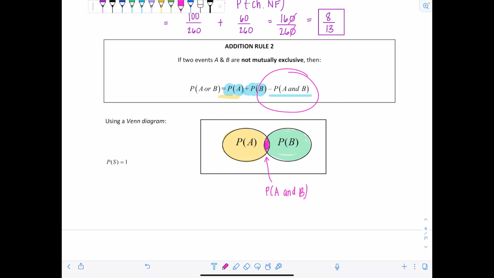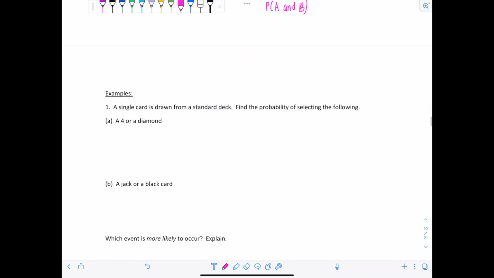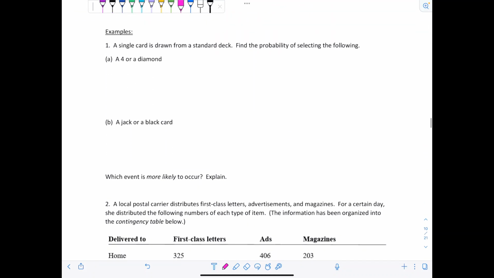So let's try here. A single card is drawn from a standard deck. Find the probability of selecting the following. So first, the probability of getting a 4 or a diamond. So that's going to be the probability of getting a 4, plus the probability of getting a diamond. And then I'm going to subtract the probability of getting a 4 and a diamond.